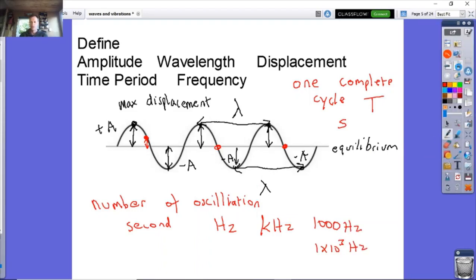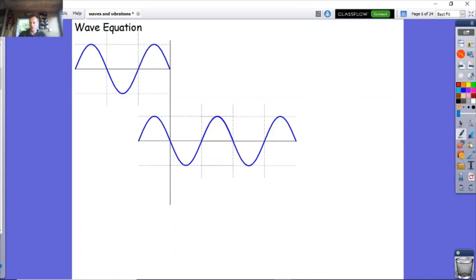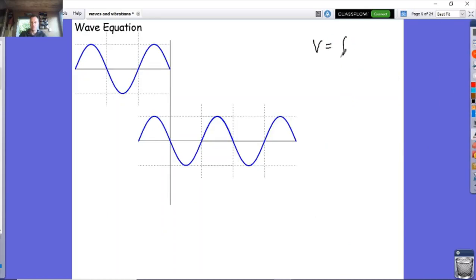Now, the next bit going through here is the wave equation. Now, the wave equation can be written 2 different ways. You know, v equals f multiplied by lambda. Now, what the v stands for is obviously going to be the velocity of the wave. f is going to be your frequency. And the one that we've met already, going here, is your wavelength, which is going to be lambda.